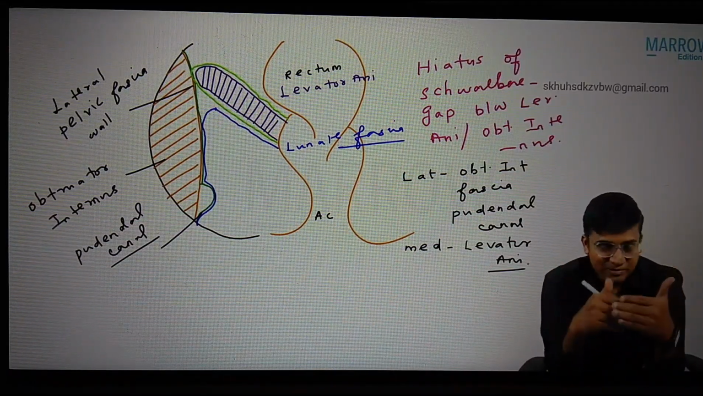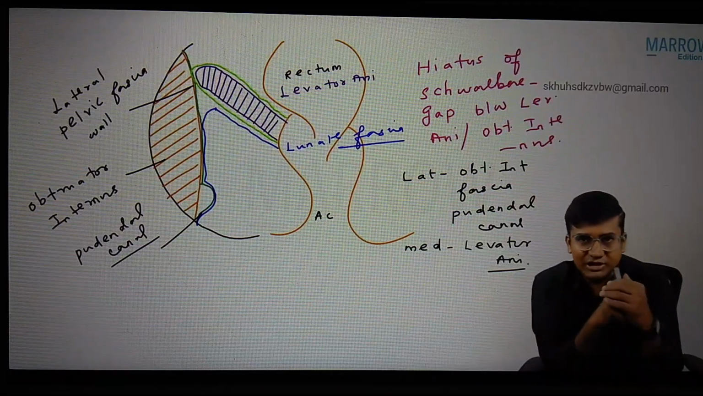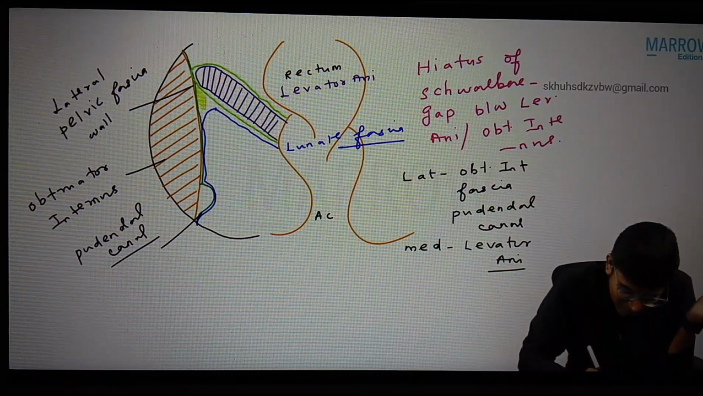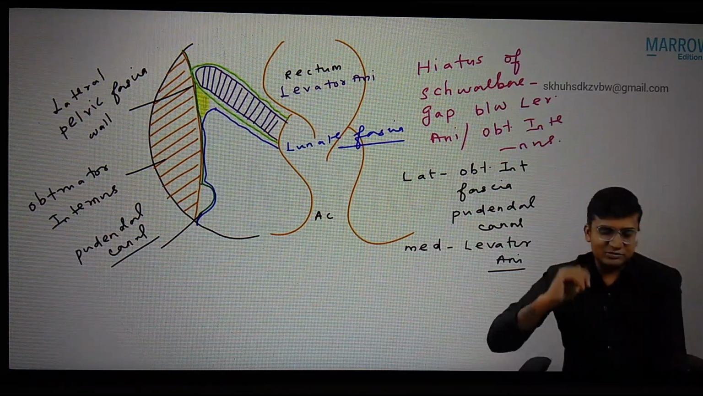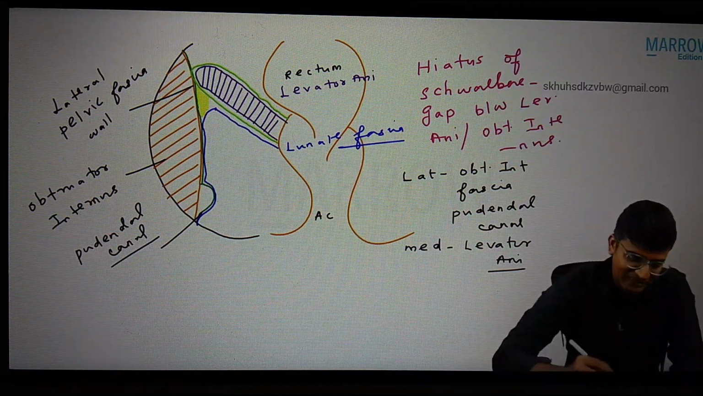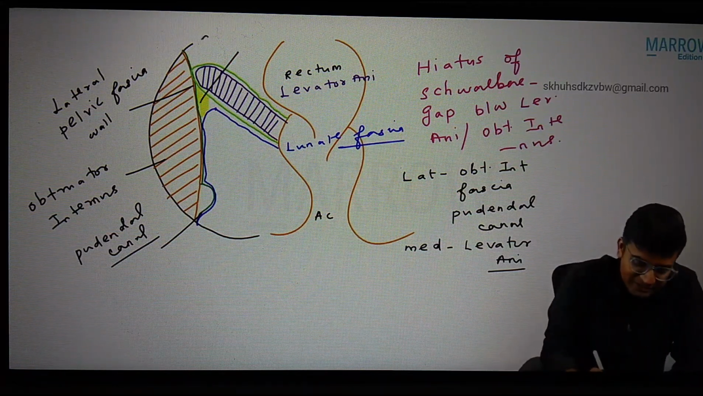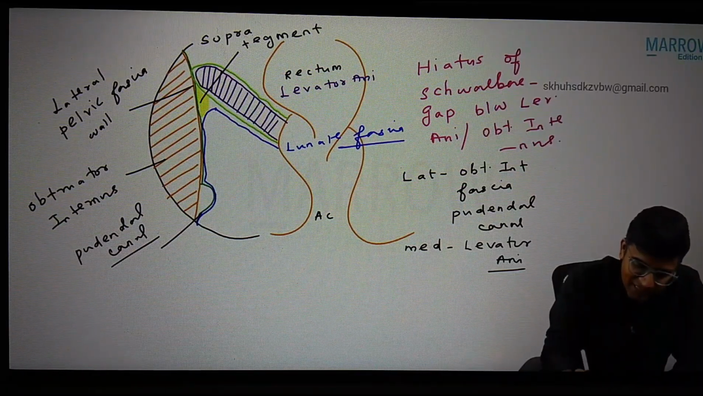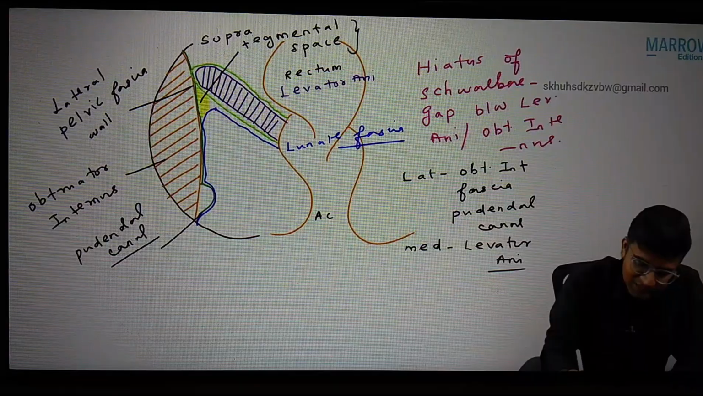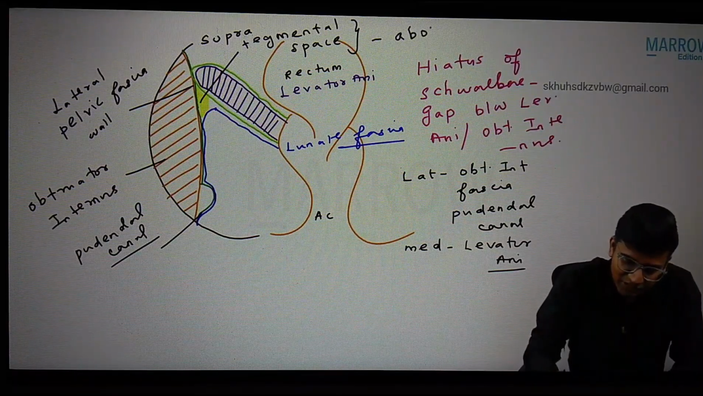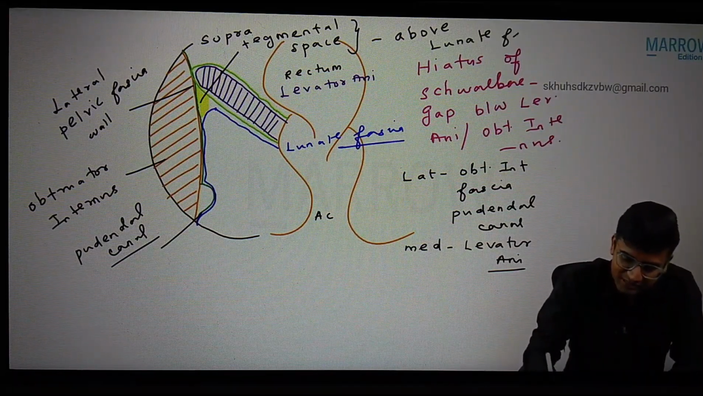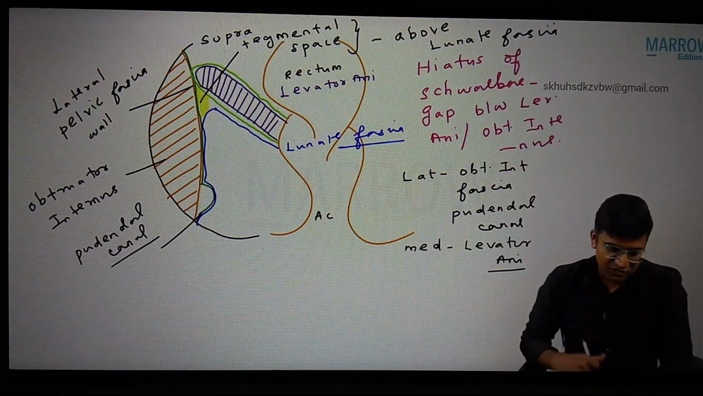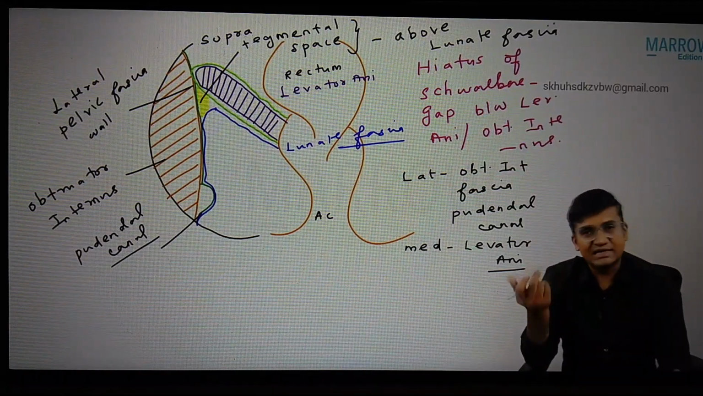Next, we have a space above the lunate fascia. Can you see the space here? I'm highlighting this space with yellow color. The space above the lunate fascia is called the suprategmental space. Next, we're going to see the contents.